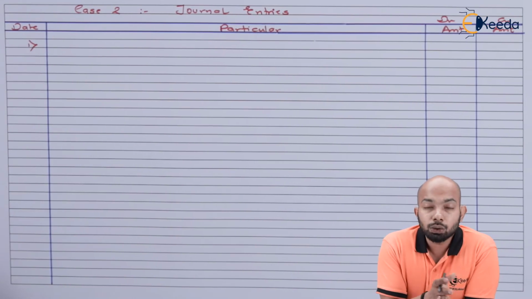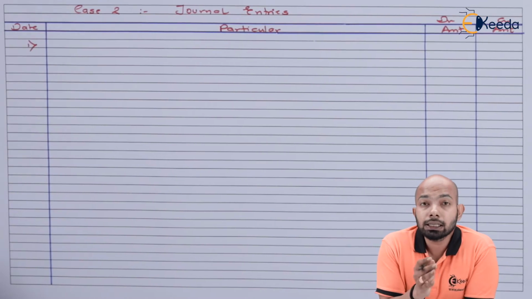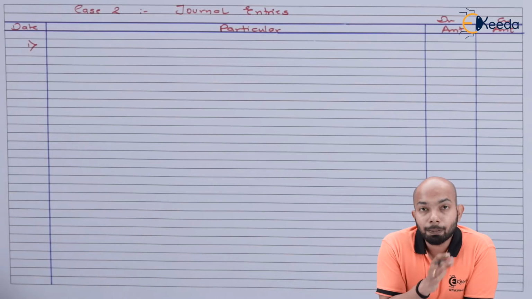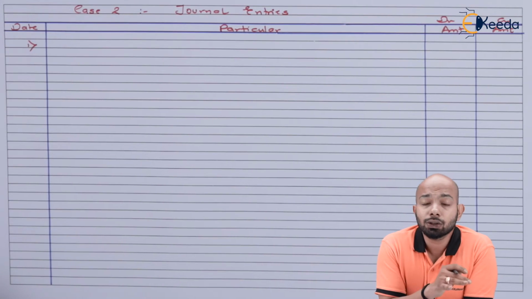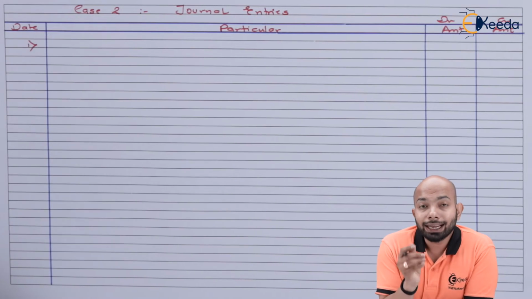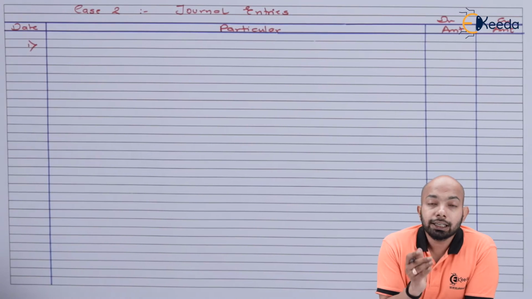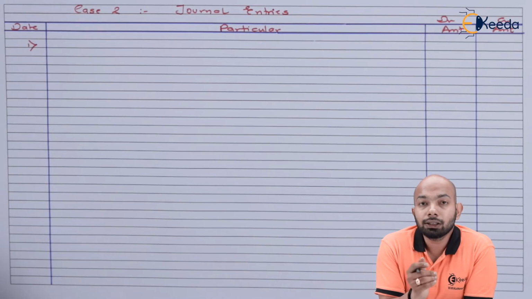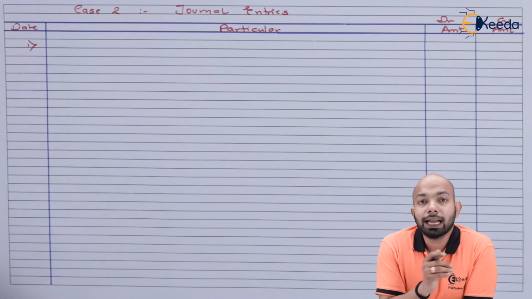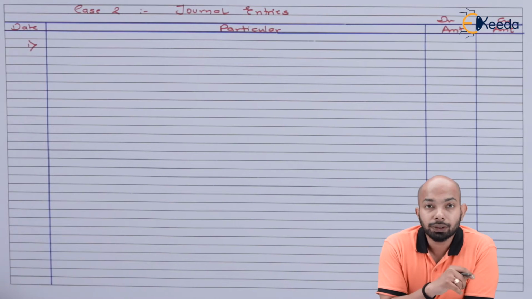So even in case 2, the first entry that will be passed here is the share forfeiture entry. Let's pass that entry first, and then we can discuss the other things. Again, here the entry will be: share forfeiture account will be credited, calls in arrears will be credited, and share capital will be debited. So let's start with that.